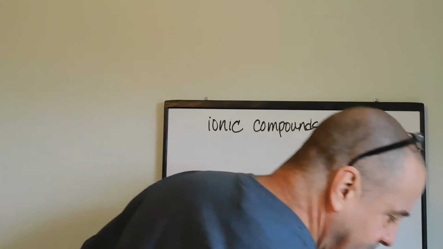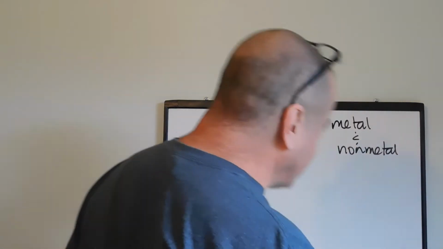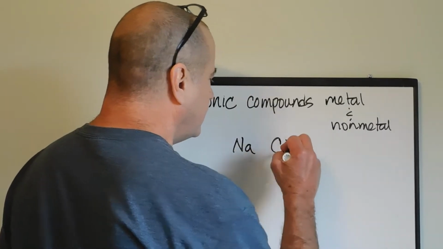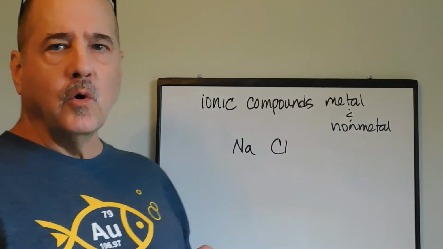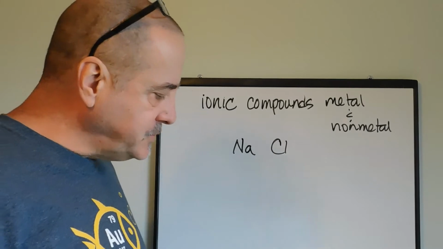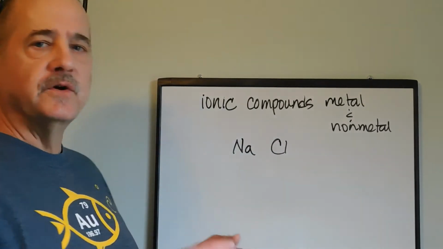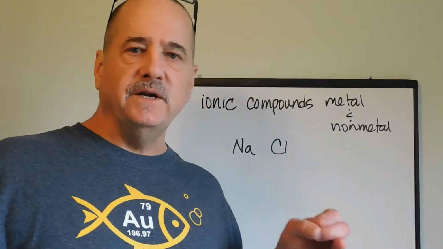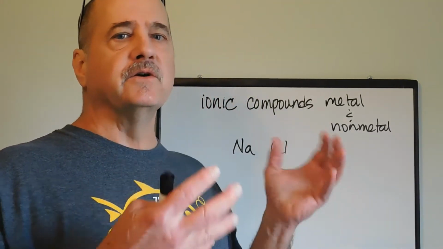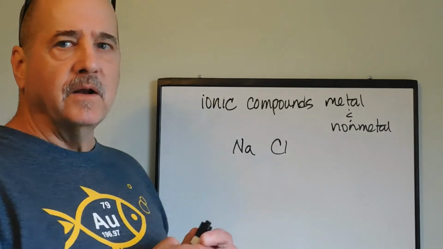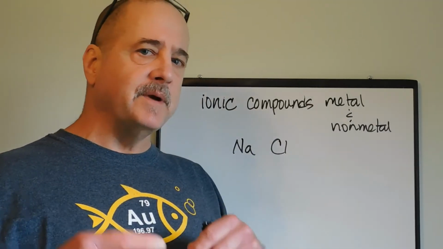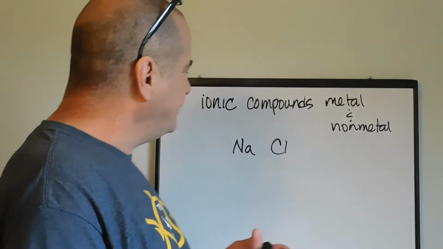Okay, ionic compounds. So if you're given something like sodium and chlorine, you look on your chart, you see sodium's over in group 1, so you know that it's a metal. Chlorine is over in group 17, so you know that it's a nonmetal. So here's a metal and a nonmetal. And there's only two elements. Remember, if you're more than two elements, it's a polyatomic, and that's the next video.